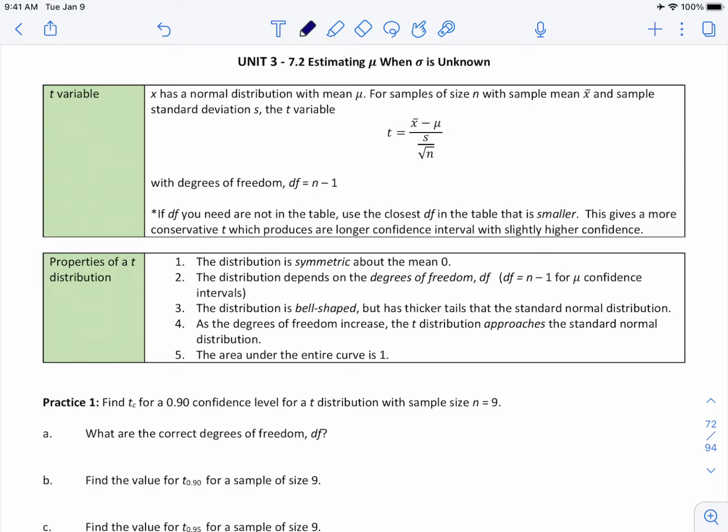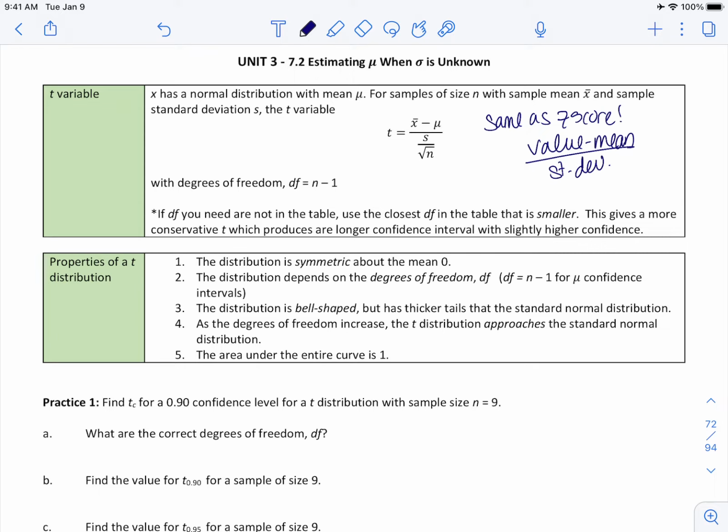Hi everyone, today we're doing notes for 7.2, estimating mu when sigma is unknown. So we're looking at the t variable today. X has a normal distribution with mean mu for samples of size n with sample mean x bar and sample standard deviation s. The t variable t equals x bar minus mu divided by s divided by square root of n. So if you notice, this is the same as the z-score. Your value minus the mean divided by the standard deviation.